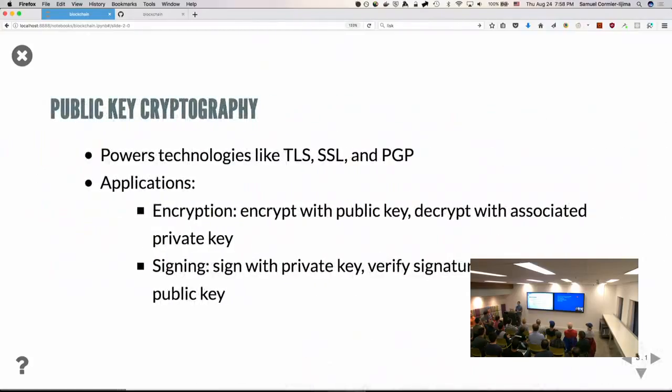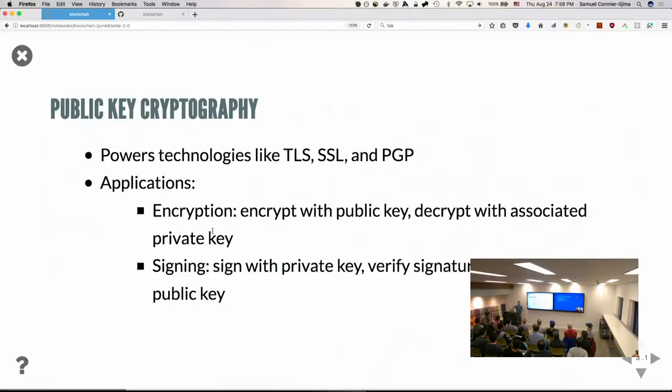So that's a hash. The second underlying concept is public key cryptography, also known as asymmetric crypto. This is what powers technologies like SSL, secure sockets, or TLS, I guess. The idea is that you create a pair of keys: a private key, and an associated public key. There's a couple of things you can do with it. The first is encryption. I can encrypt using the public key. Anybody can encrypt a message for me with this public key, and then only me, or somebody who holds the associated private key, can actually see what was encrypted.